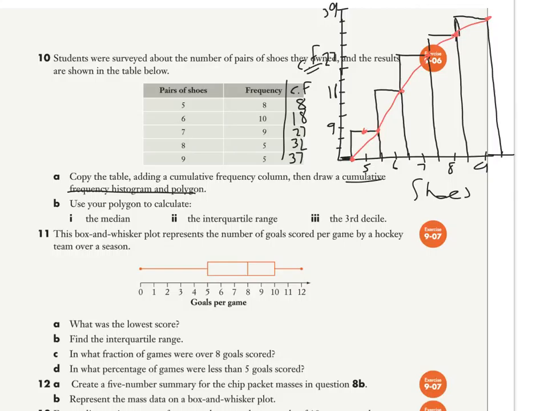Okay, so we're going to use a polygon to estimate the median. Our score goes up to 37. Now on the graph it's pretty easy. All you need to do for the median is divide by 2, and you get 18.5. So you go to 18.5, which is just about there on the graph. You go across until you hit the red line and go down, and what score does it hit? It hits 7. So our median is 7.